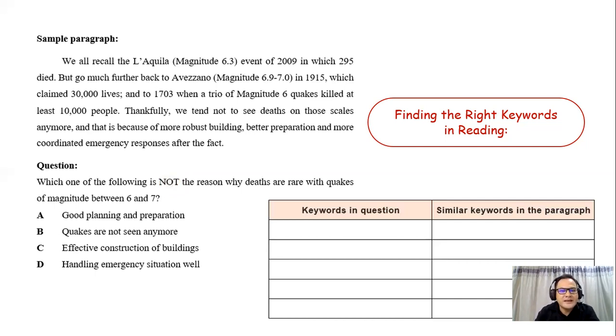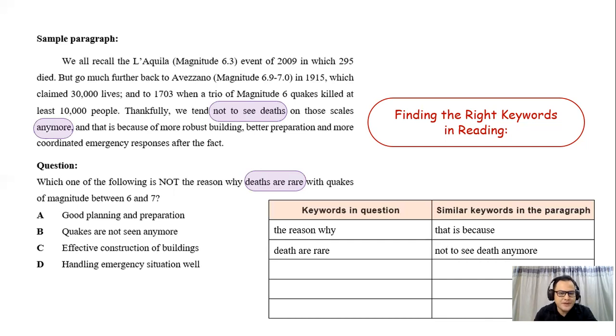So in the question, the phrase the reason why, we can locate this phrase or a similar phrase in the paragraph, which is that is because. And then in the question, we have the phrase deaths are rare. So in the paragraph, the similar keywords are not to see death anymore. Okay, and then we have good planning and preparation. Similar keywords in the paragraph, better preparation.